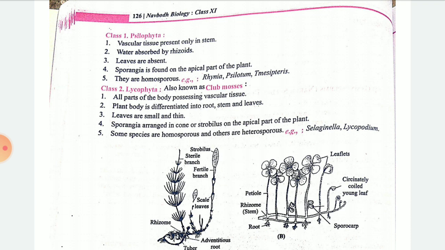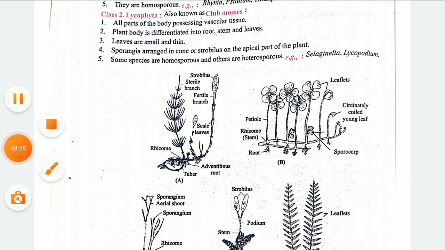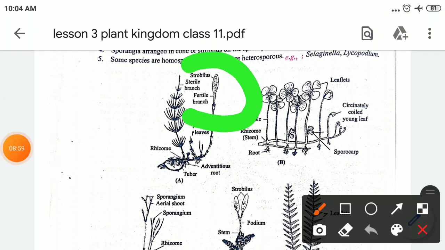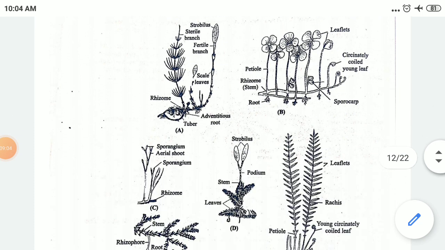Lycophyta, both homo and heterospores will be there. Leaves will start developing here. Vascular tissue will be developed. Root, stem, leaf you will find properly. Strobilus or cone-like structure will be there. See children, this is a cone-like structure. I had told you now, that is strobilus also we can say.